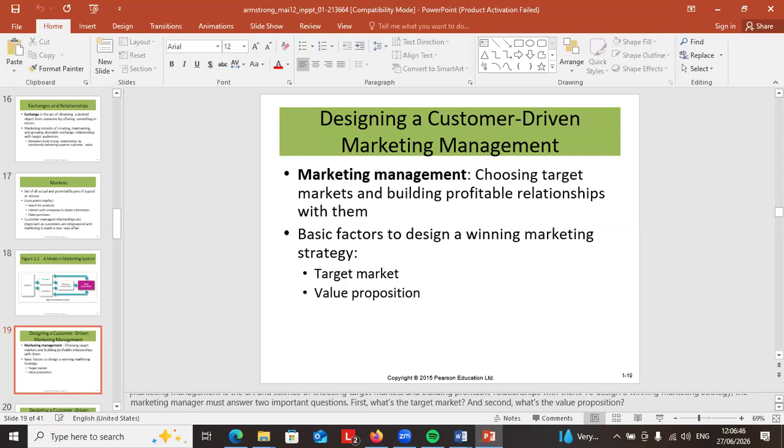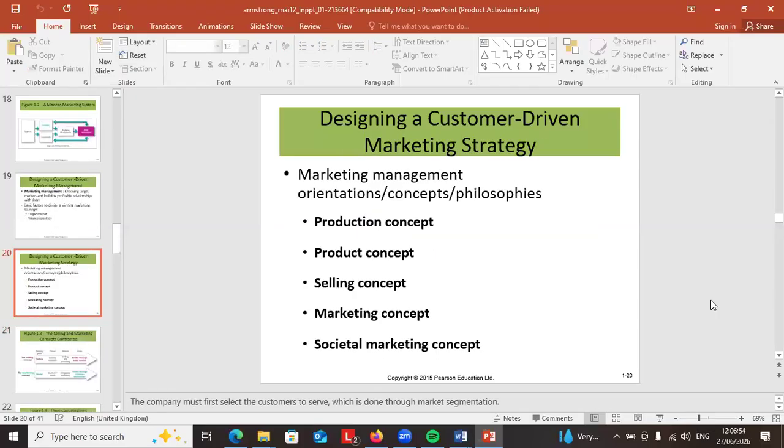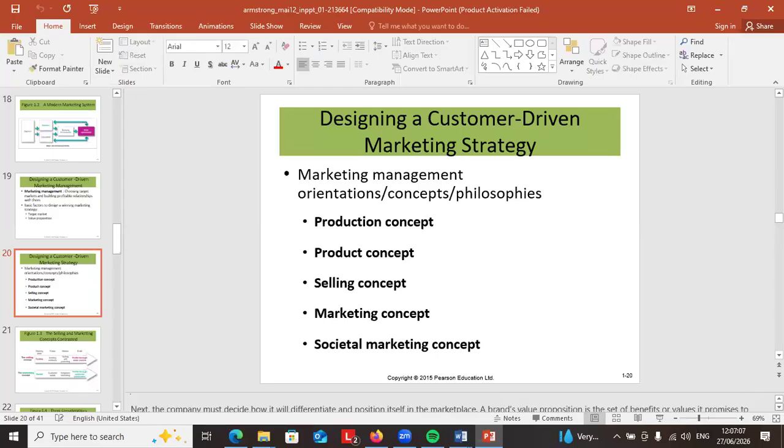And so to design a winning marketing strategy, the marketing manager must first answer two important questions. First, what is the target market? And second, what is the value proposition? Now, in an attempt to design a customer-driven marketing strategy, the company must first select the customers to serve, which is done through market segmentation. Next, the company must decide how it will differentiate and position itself in the marketplace. Of course, we'll be looking at this in another chapter, right?